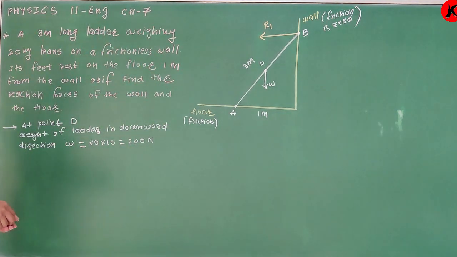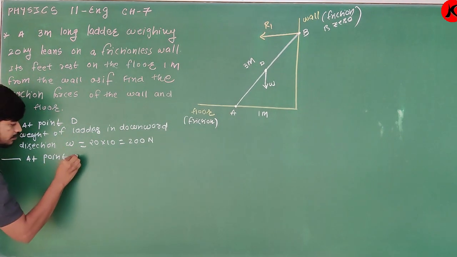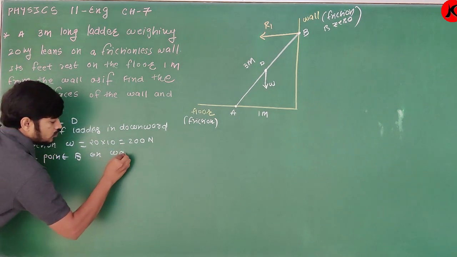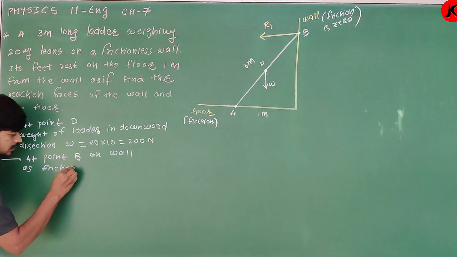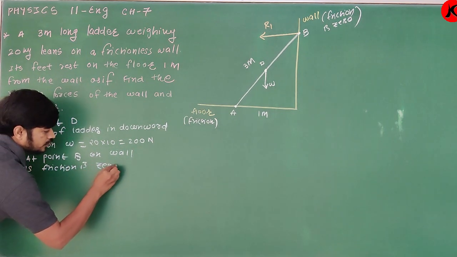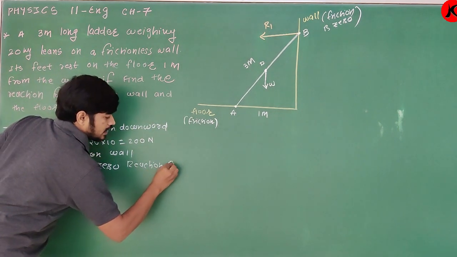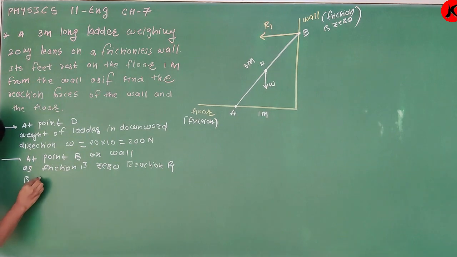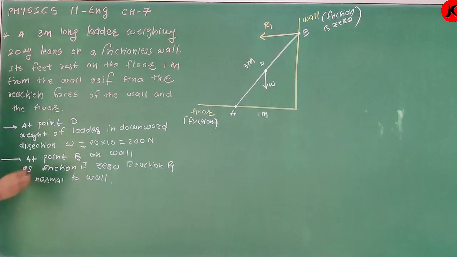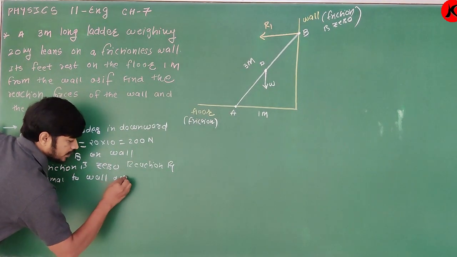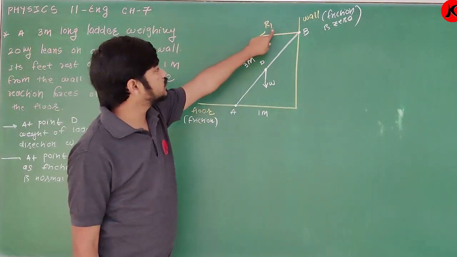Okay, so first of all, at point B on the wall, as friction is 0, reaction R1 is normal to the wall, or perpendicular to the wall, as shown in figure. Clear about it? So the first question is you have to find R1.